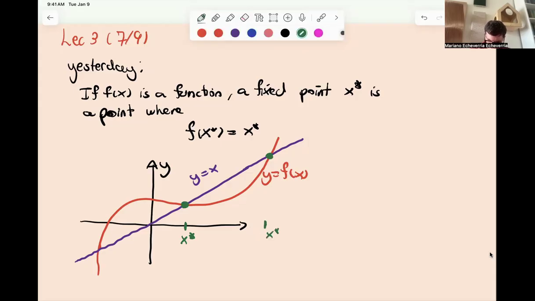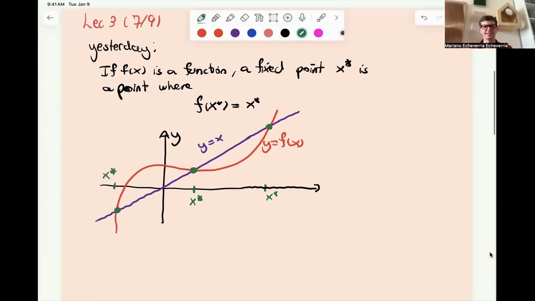Let me see if I can extend the x-axis a little bit. There's another point of intersection here, so that would also be a fixed point. So at least for what I drew with this graph, there are three fixed points. There could be more, depending on how the graph looks. In terms of what the function does to a fixed point, the idea is that it basically does nothing to it. It leaves it as it is.